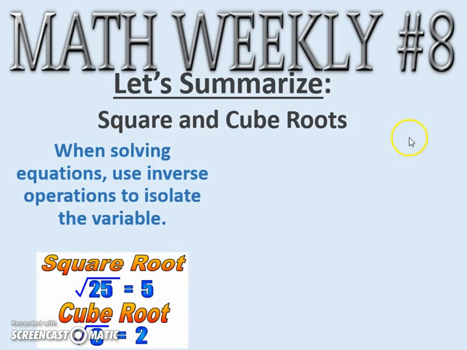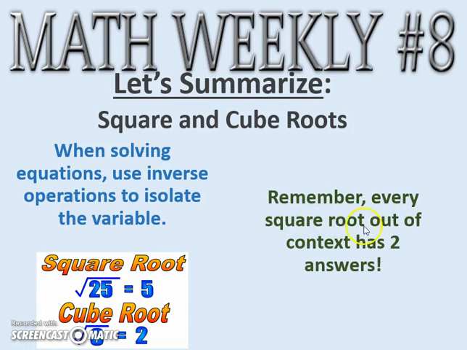So let's summarize what we've learned. When solving equations, use inverse operations to isolate the variable. And remember, every square root out of context has 2 answers, one positive and one negative.